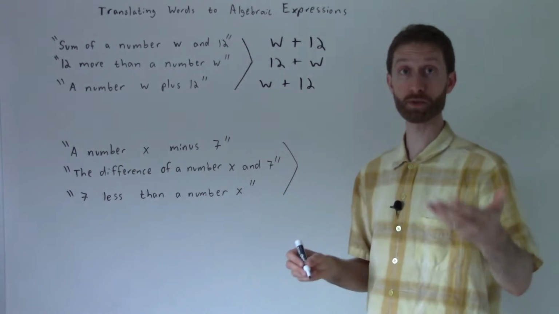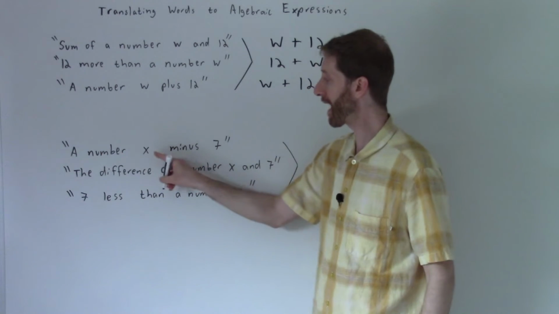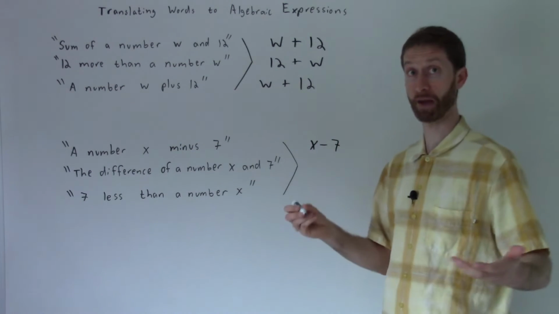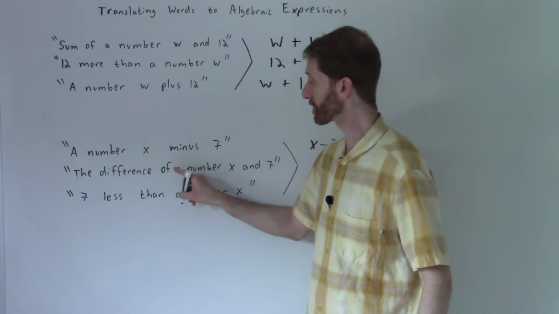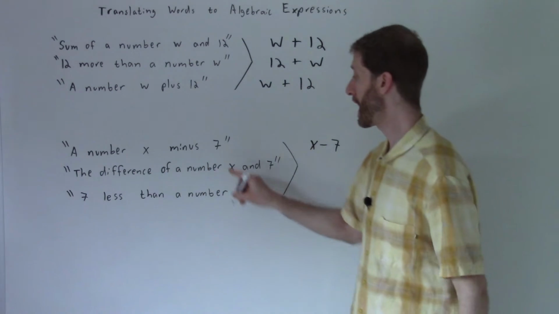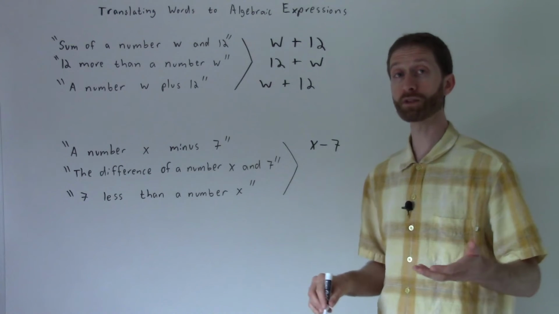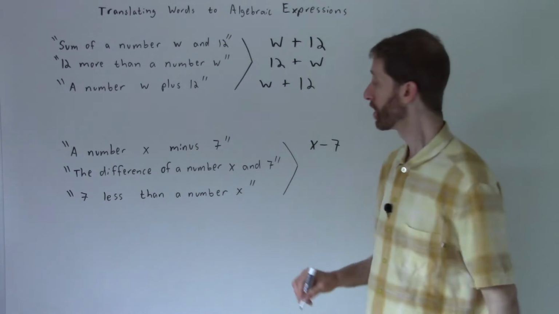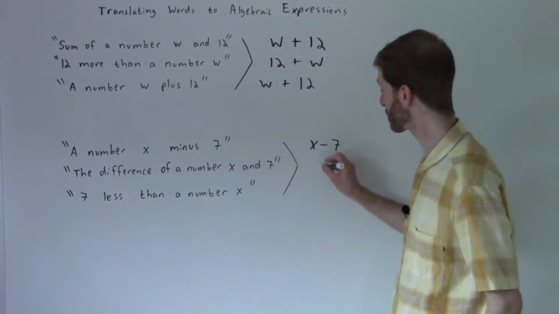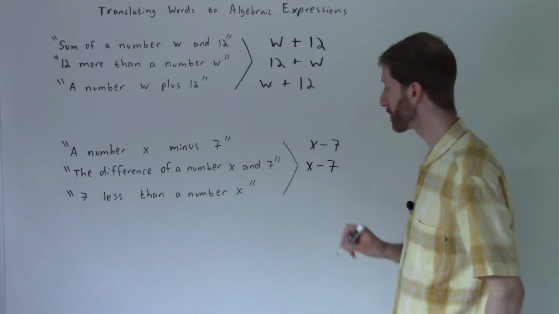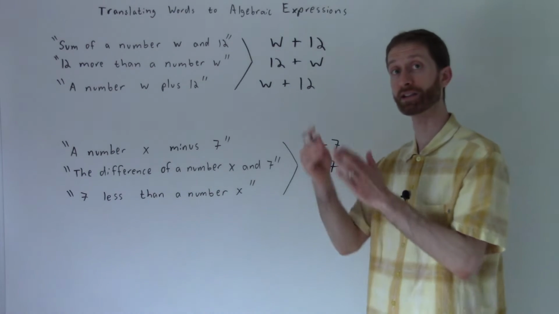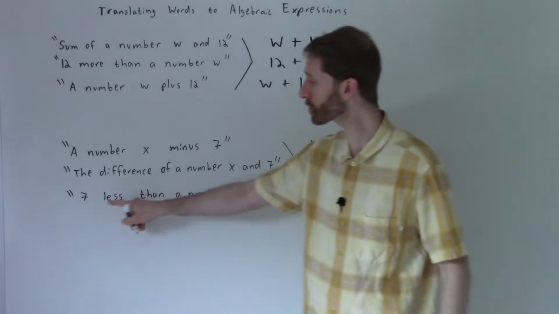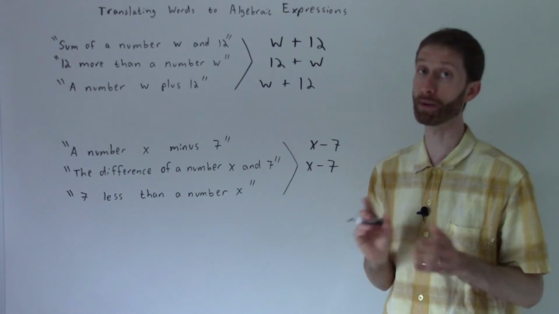Now, let's take a look at what happens when subtraction is involved. This says a number X minus 7. Well, how would we translate that? X minus 7. Not bad. This next one says the difference of a number, sometimes read the difference between a number X and 7. Well, if I was to find the difference between 10 and 7, we would do 10 minus 7. So the difference between X and 7 would again be X minus 7. The order matters with subtraction because subtracting 7 minus 10 is very different from subtracting 10 minus 7.